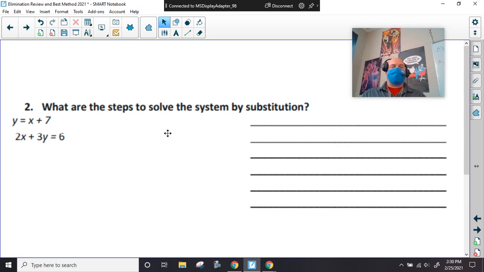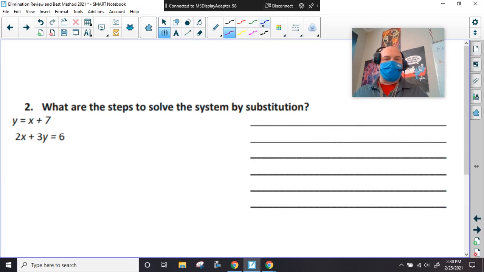Now, this we should know it's substitution. Why should we know it's substitution? Because y is alone. It's isolated.